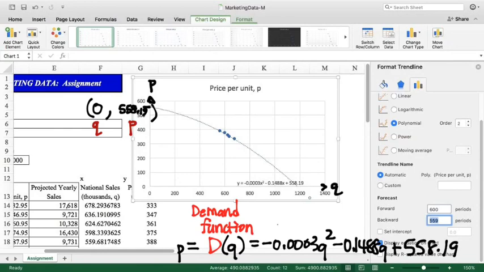At that point, I have priced myself out of the national market. Nobody wants to buy at that high of a price. So the vertical intercept is going to tell me that, right, for my demand function. It's the point at which I have priced myself out of the market. I have zero quantity left. What does the other intercept tell me?